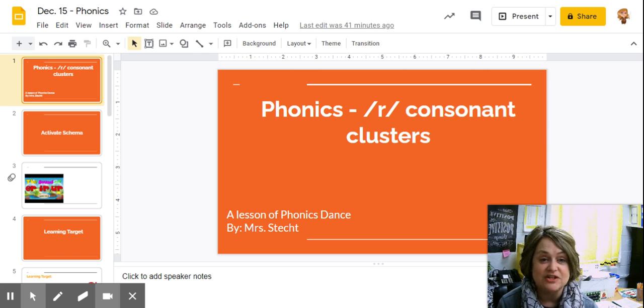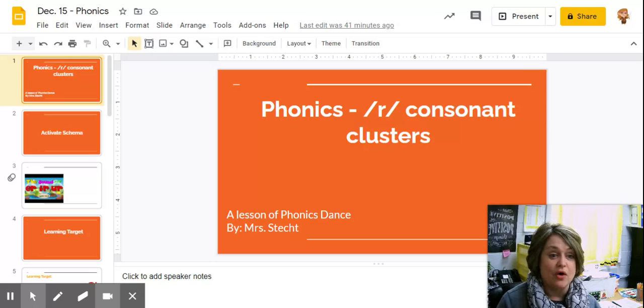Today, we are talking about R consonant clusters. So any words that have an R blend or are using R with a vowel.